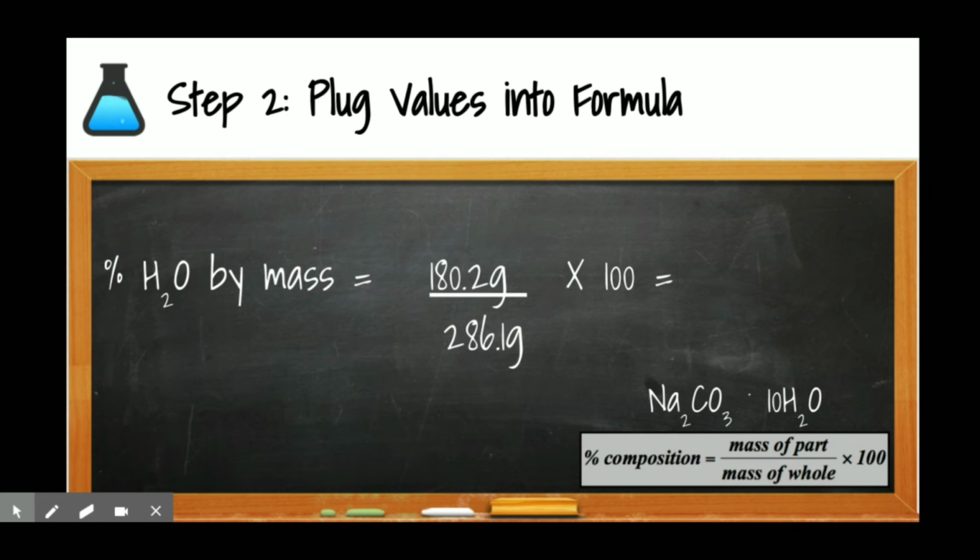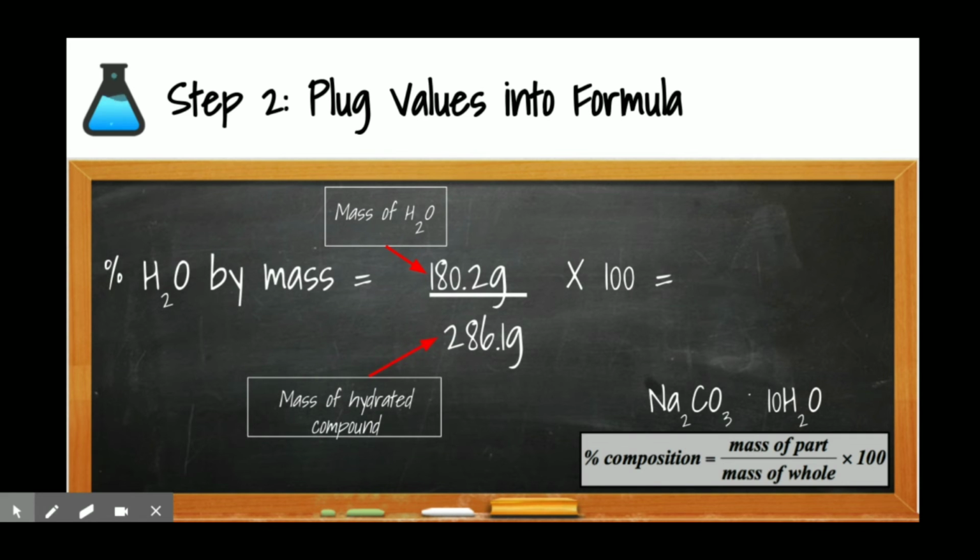From here, we're going to substitute into the formula. Notice that we must substitute the mass of all 10 waters as our part, divided by the mass of the entire hydrated compound times 100. As you can see, your calculator should give you a percent by mass of 63% water.